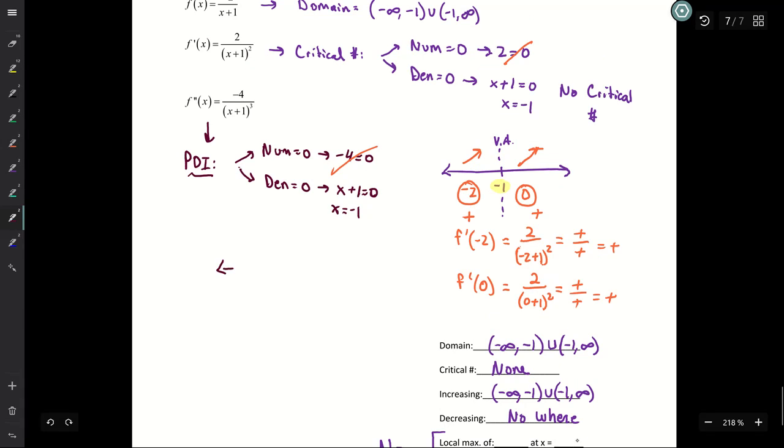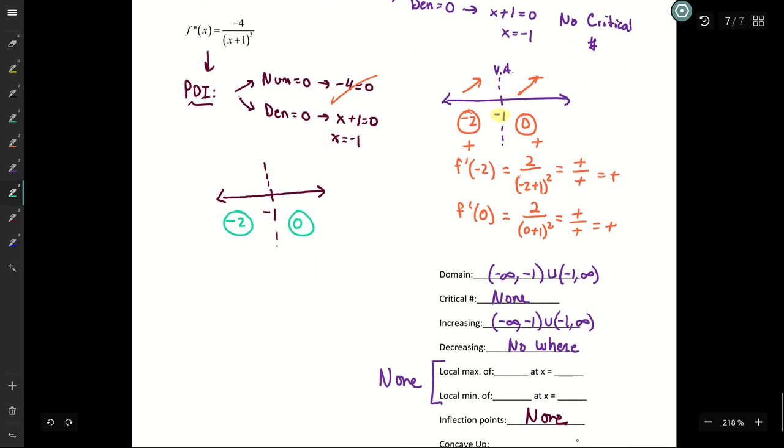Now we can still test concavity, and we're going to do a different number line. We're still putting, in this situation, the same number on a number line, but now we're testing for concavity. So let's do -2 and let's do 0, and you're plugging those numbers into the second derivative because you're testing for concavity. So we're going to do f double prime at -2. That's going to be -4 over. Now be careful on this one, it's a cube on the bottom. So we're going to have -2 plus 1 all cubed.